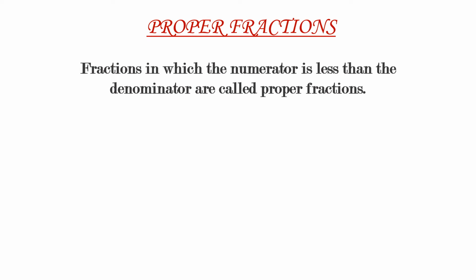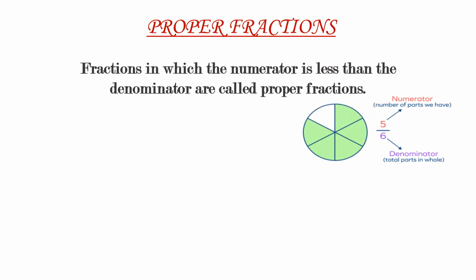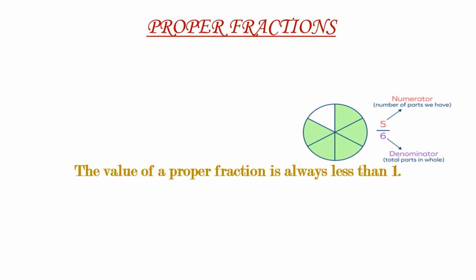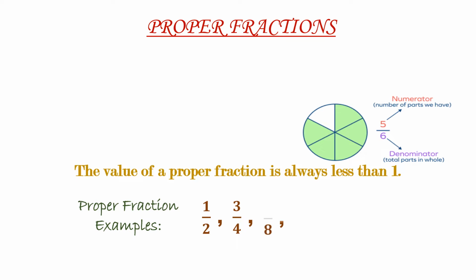First, proper fractions. Fractions in which the numerator is less than the denominator are called proper fractions. The value of a proper fraction is always less than 1. For example, as we see in these examples, the numerator is less than its denominator.